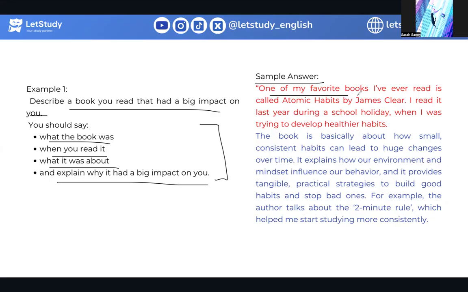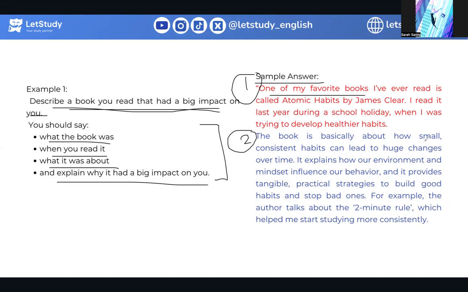This is the introduction that, first of all, answers the question, which is describe a book you read that had a big impact on you. One of my favorite books I've ever read is called Atomic Habits by James Clear. I read it last year during a school holiday when I was trying to develop healthier habits. Jadi this first part explains what the book is. Bagian kedua, yaitu main body itu menjelaskan lebih tentang bukunya.